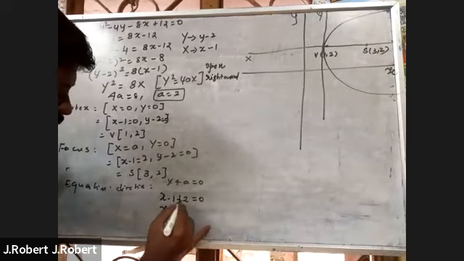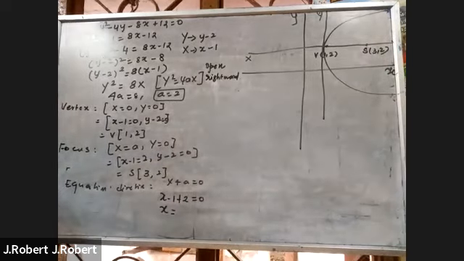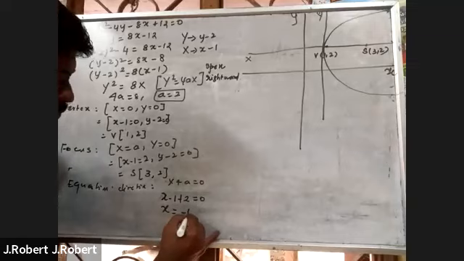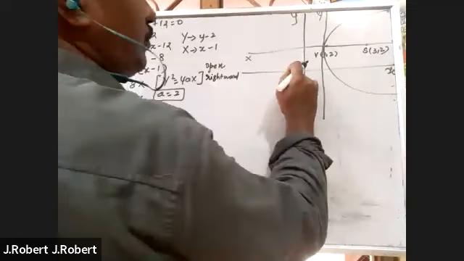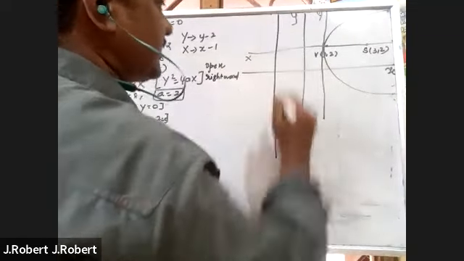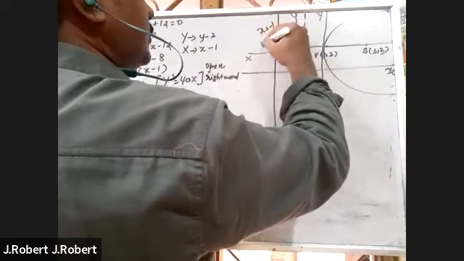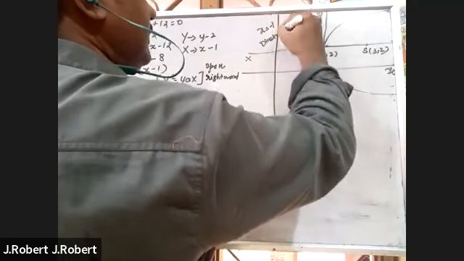X is equal to 2 minus 1... you bring that to the other side, which is equal to minus 1. X is equal to minus 1 is here. So draw the directrix, x equals minus 1. This is called directrix. Okay?